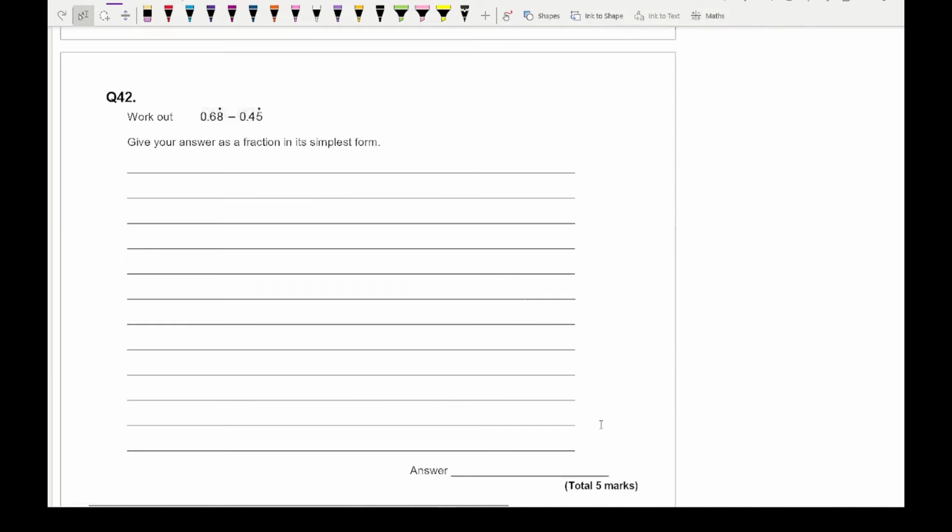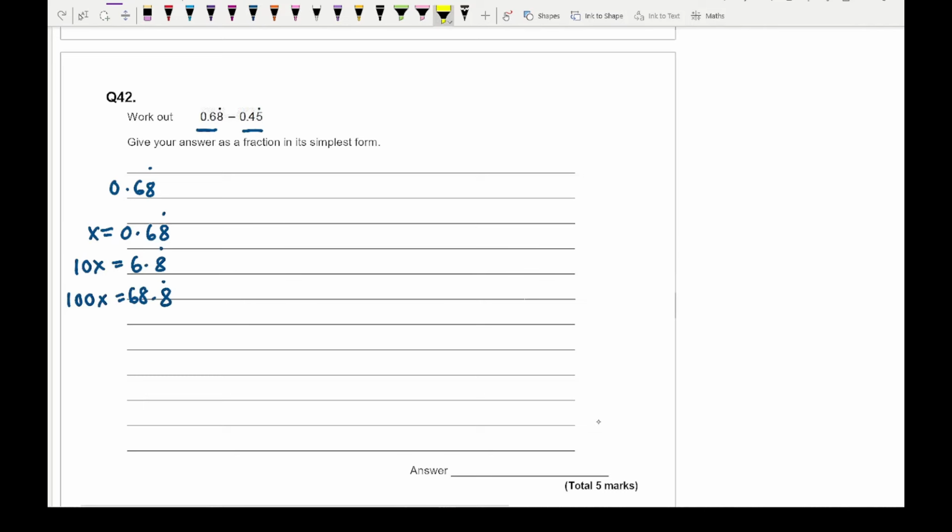Then moving on to our last question, it says work out 0.68 recurring minus 0.45 recurring, giving your answer as a fraction in its simplest form. So for this, I need to convert both of these recurring decimals into a fraction. If I look at 0.68 recurring, the first thing I want to do is make it equal to x. And then I want to multiply it by 10, so I get 6.8 recurring. Now, because the pattern after the decimal point isn't the same, I'm going to multiply it by another 10, which gives me 68.8 recurring.